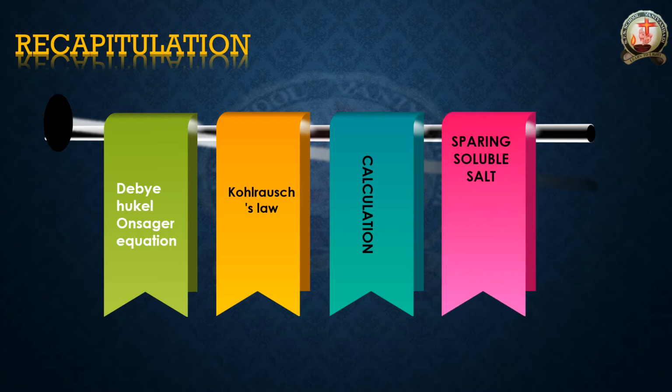Then the sparingly soluble salt, a minimally soluble salt or weak electrolyte: how it dissolves and what constituent ions we can get. These are the things we learned in the previous classes.